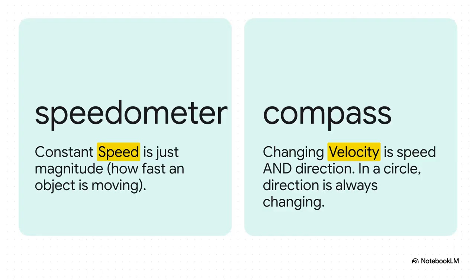Okay, now this is where things get really cool. An object in a perfect circle might be moving at a constant speed, let's say 10 meters per second, right? But its velocity is constantly changing. So why is that? It's because velocity includes direction, and on a circle, your direction is changing every single instant. Honestly, getting this one distinction is the key that unlocks everything else we're about to cover.